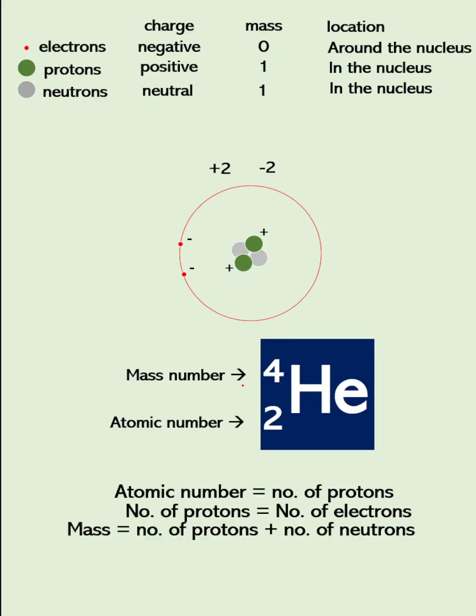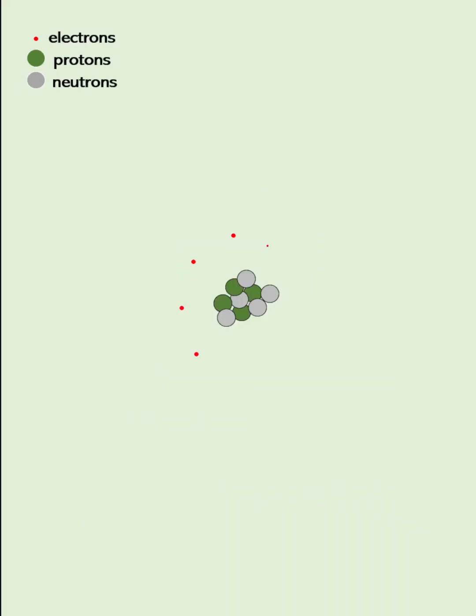So in this case, we have 2 neutrons, 2 protons, then 2 electrons. So here we have an atom. Here the reds are the electrons, the greens are the protons, and then the grays are the neutrons. Here we have 4 protons. We have here 4 electrons, then we have 5 neutrons.